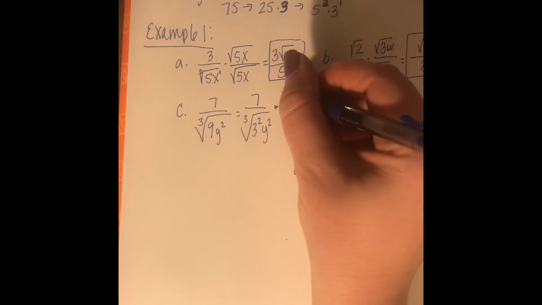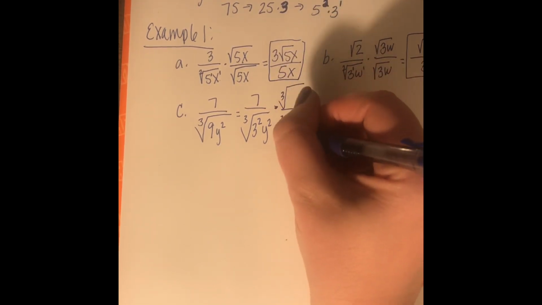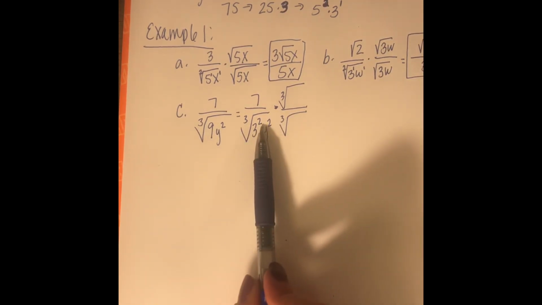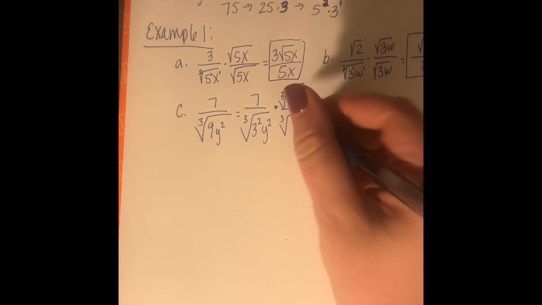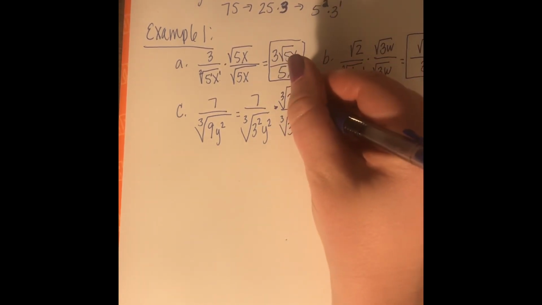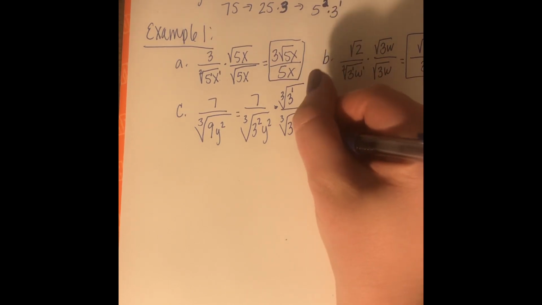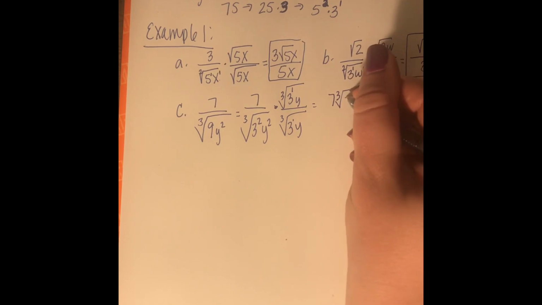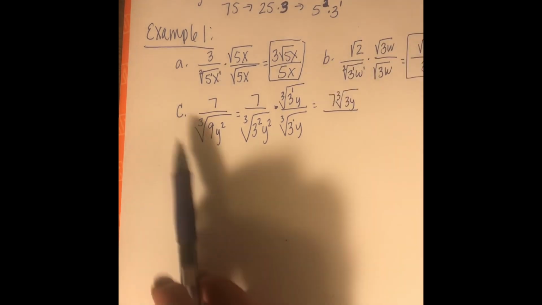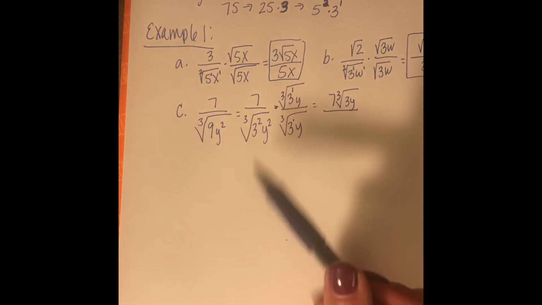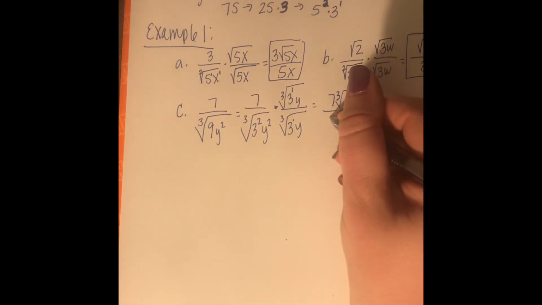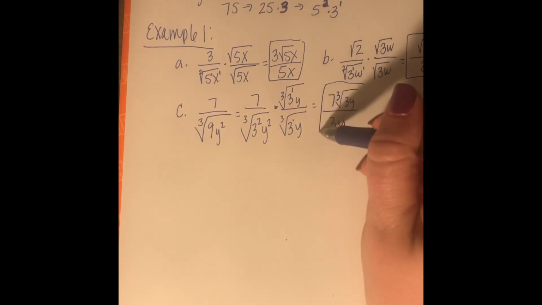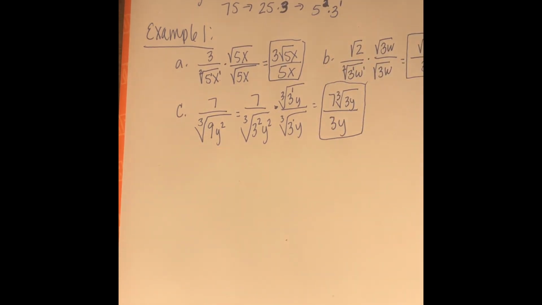So now we have to multiply the top and the bottom, this time by the cubed root, because we started off with the cubed root. How many more 3's do we need in order to make a group of 3? Well, we already have 2 of them, so we need 1 more. How many more y's do we need? 1 more. And now again, multiply straight across. So we have 7 cubed root of 3y over the cubed root of 3 squared times 3 is the cubed root of 3 cubed, which is just 3, and y. And 7 and 3 don't simplify anymore, so that right there is your final answer.